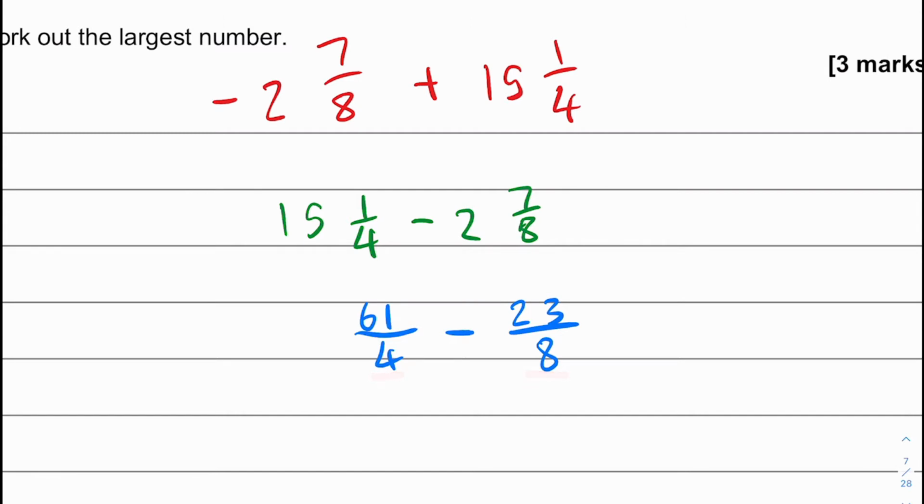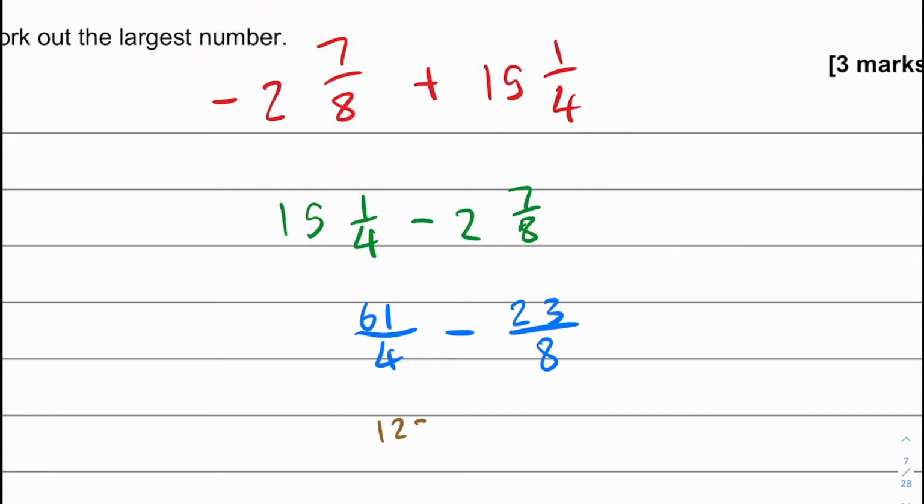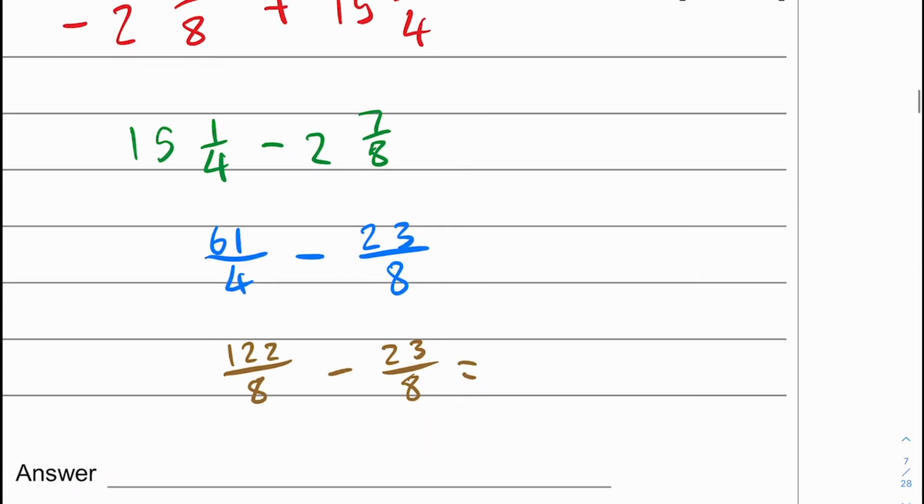The next thing to do is to get a common denominator, so we need to get the 4 and the 8 to be the same number. So we do this by multiplying our first fraction all by 2. So that is multiplying top and bottom by 2. So when we do that, what we get is 122 all over 8, take away 23/8, and then we simply subtract our numerators. So this leaves us with 99/8.